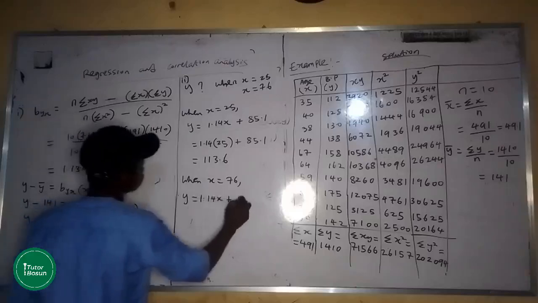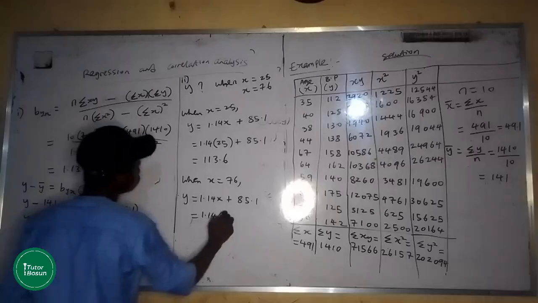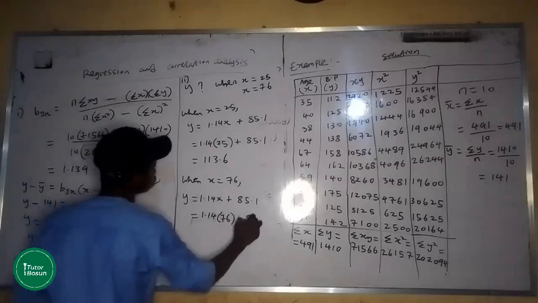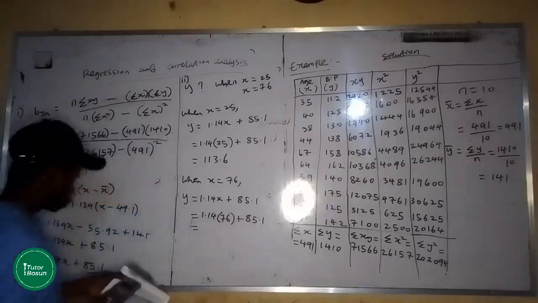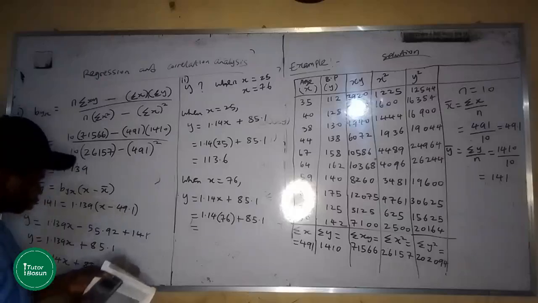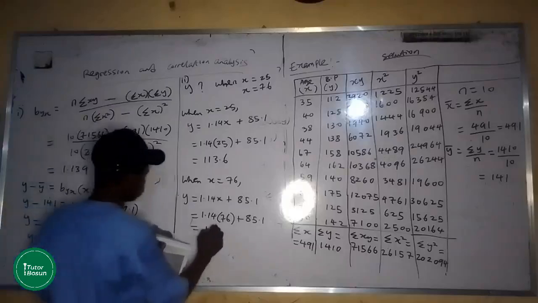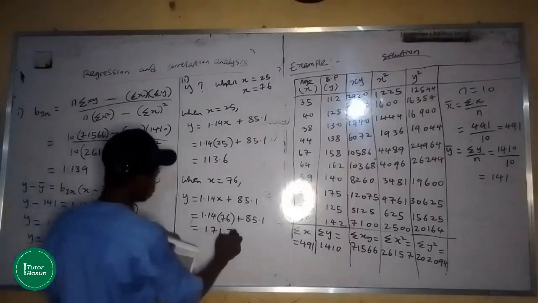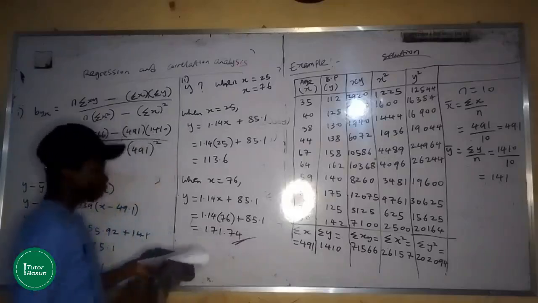So when x is equal to 76, y is equal to 1.14x plus 85.1. Substituting x, we have 1.14 into 76 plus 85.1. Putting that in the calculator, that gives us 171.74. And that's the answer to that.